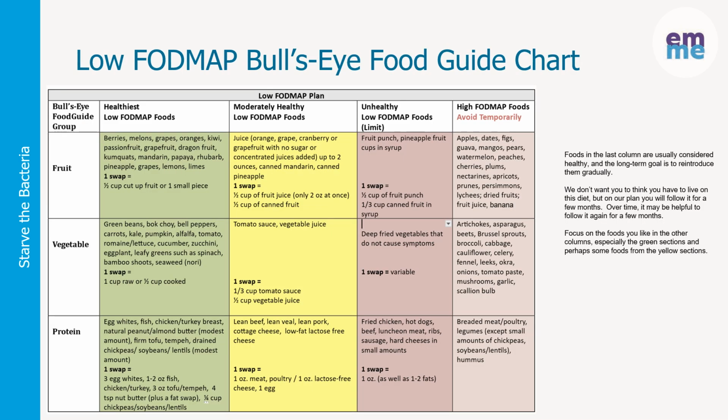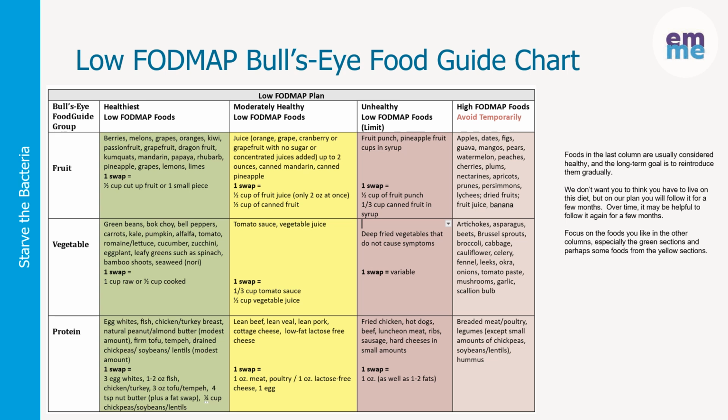So now we have the low FODMAP Bullseye Food Guide chart. This chart provides more detailed information that will help you. So here we have each of the 6 food groups I just mentioned, separated into rows. The foods in each food group that are the healthiest and low in fermentable carbohydrates are in the green column. The foods that are low in fermentable carbohydrates but moderately healthy are in the yellow. And then the foods that are generally unhealthy but yet low in fermentable carbs are in that darker red section.